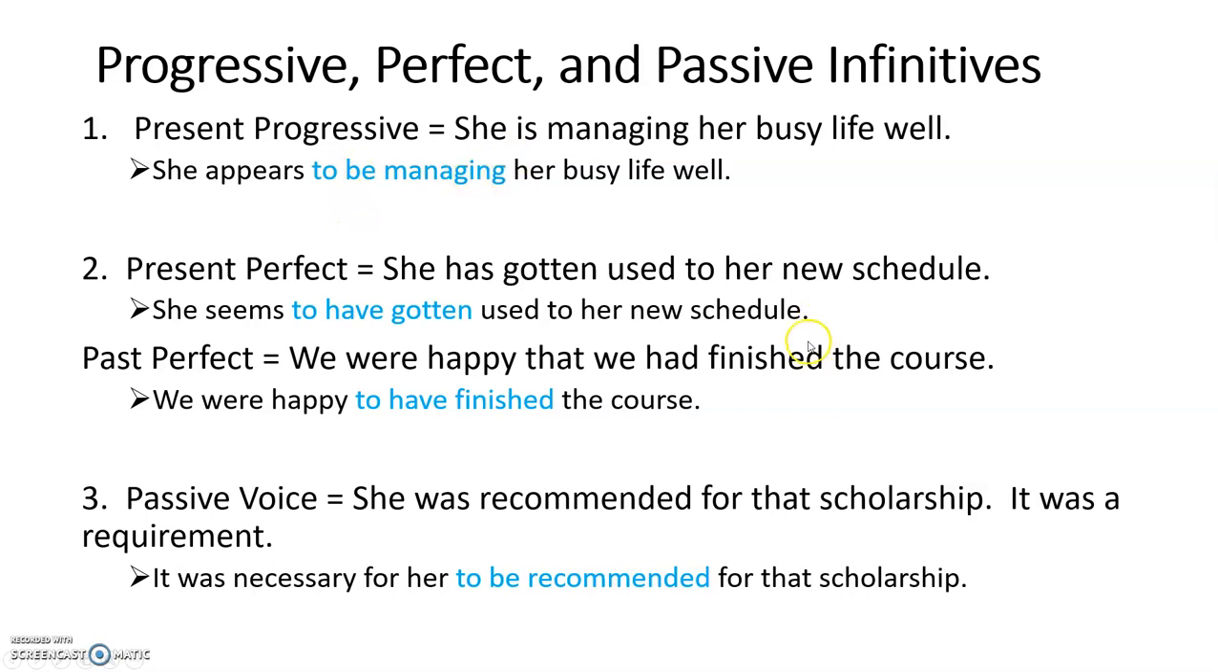Here's an example with present perfect, and the infinitive changes to she seems to have gotten. Or if it's past perfect, we were happy to have finished. So both ways change to that perfect form. And then passive voice, she was recommended for that scholarship. It was a requirement. Okay, if I want to combine those two sentences, it was necessary for her to be recommended for that scholarship. So those forms are possible too.